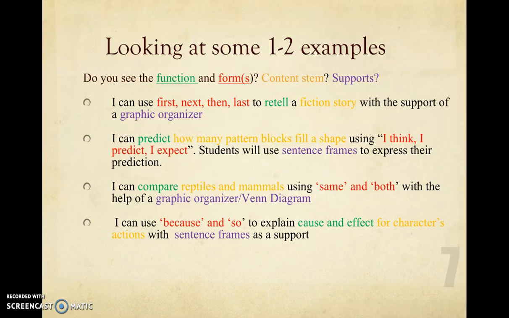Let's take a look at the fourth one. Again, notice how in this example, the teacher has chosen to put the forms first and then the function follows it. Again, neither is right or wrong. Simply create these in a way that makes the most sense to you and your students.